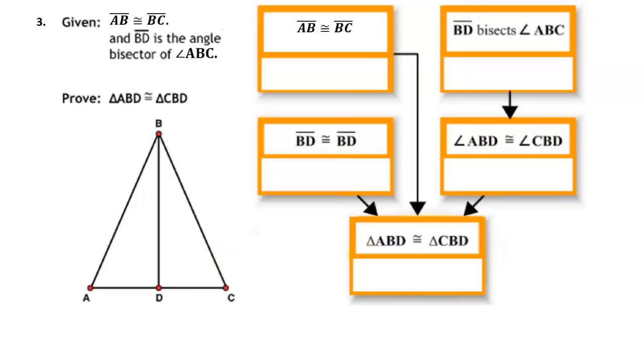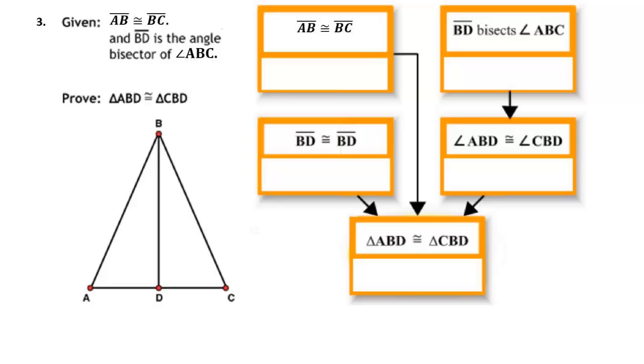Do you guys remember what this style of proof is called? Yep, this is called a flowchart proof. So I know that this piece of information, and these two, when put together, is what I'm going to use to show that these two triangles are congruent to each other. Let's look at where these things are coming from.